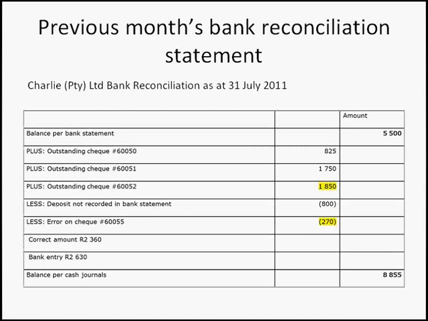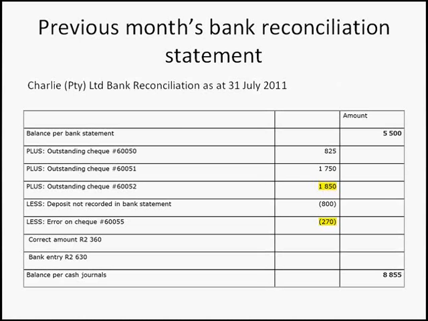Okay, so now we've had a look at what are the differences, what appears on the bank statement and what does not appear on the bank statement. And if you look at the previous month's bank reconciliation statement, you will see that there are two items that are still not reflected on the bank statement. And those were an outstanding check, number 60052 for 1,850 Rand.